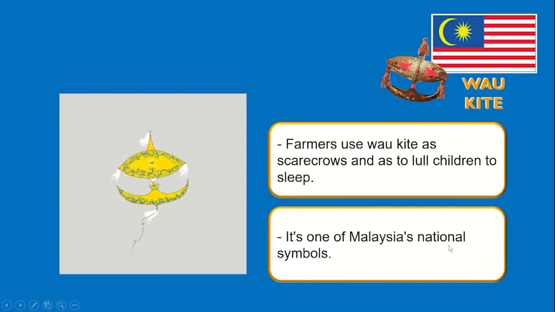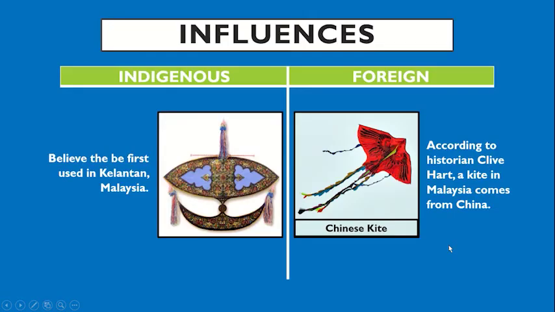But what is the history of the wau kite? They believe that the wau kite originated in Kelantan, Malaysia. It was first used by their prince. But other historians disagree with this idea.